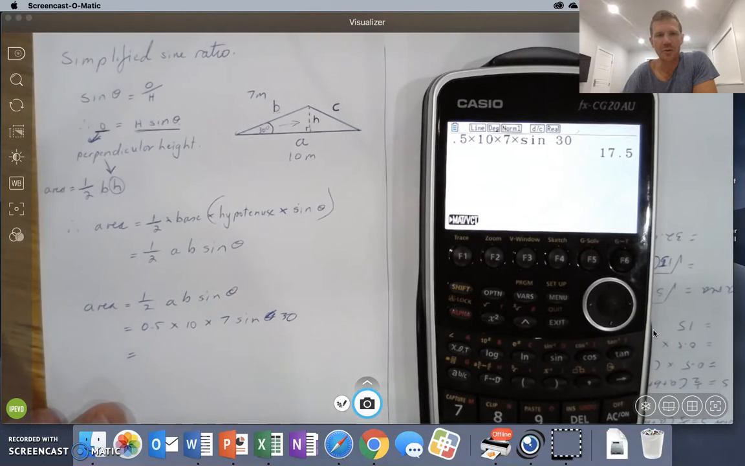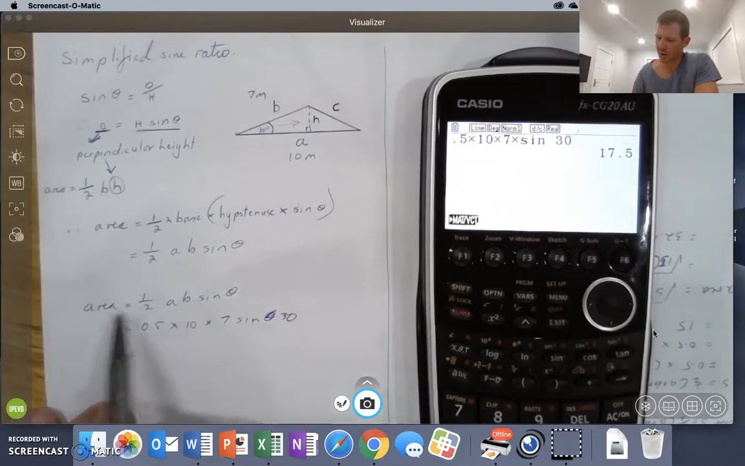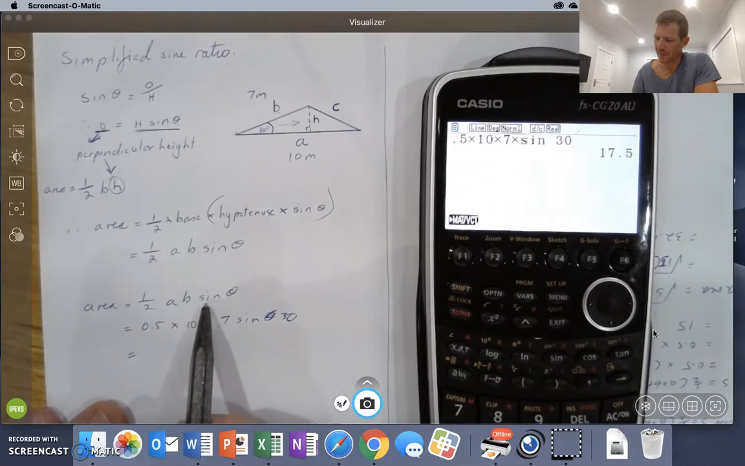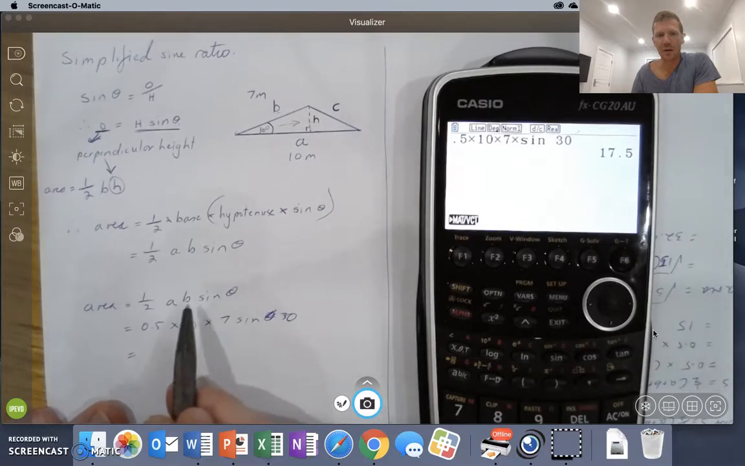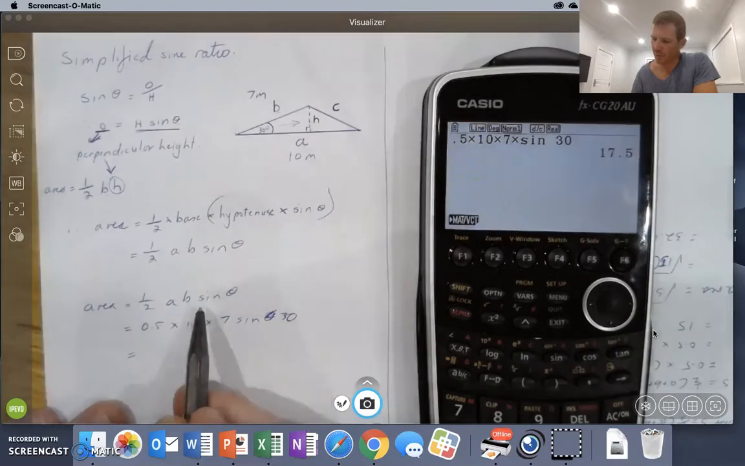This quick video is just to show you how to simplify the sine ratio to take a few steps out of the equation. So if you look down here, I've got this equation: area equals half AB sine angle, or whatever the angle is going to be. Now, before we get into that, I probably need to explain how we do that.